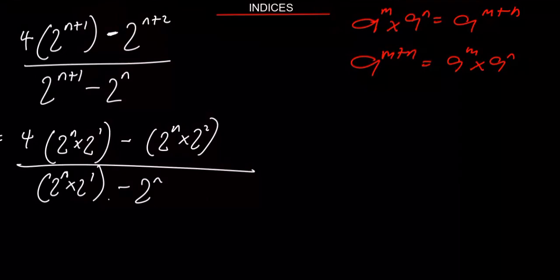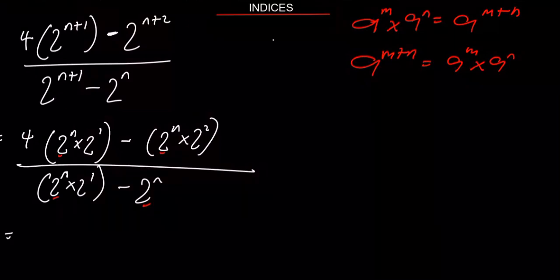Now, what do I mean by you solve by factorization? If you observe, 2 raised to power n is common to all of them, so you factorize it out. So here I have 4 already. So let me factorize that 2 raised to power n out. So multiply by 2 raised to power n. Then what happens?